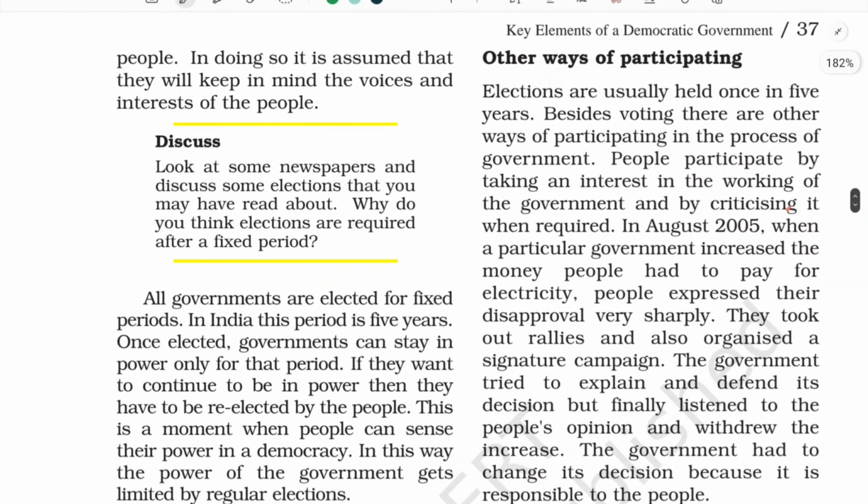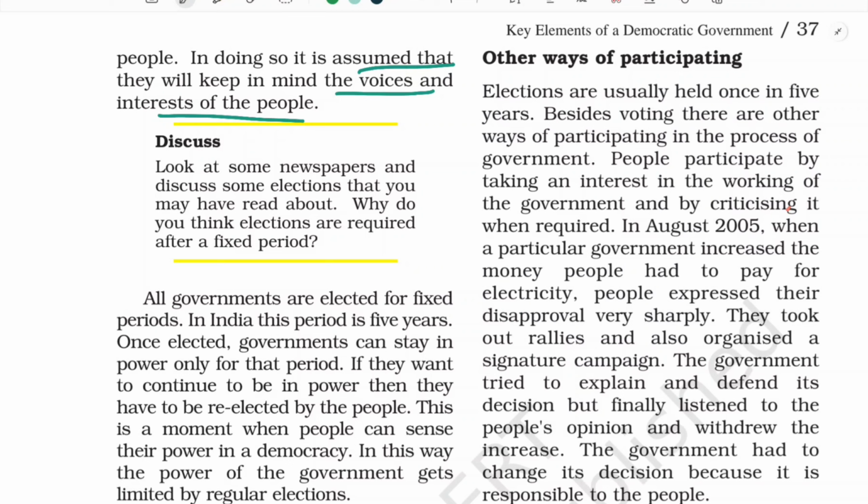We have already learned how government takes decisions, but that power has been given to government by the people. So in doing so, it is assumed that they will keep in mind the voice and interest of the people. Why? The people are the ones who have elected the current ruling government. So they will always work for the betterment of the people. So one such example is voting, how people participate in the making of the Indian government.